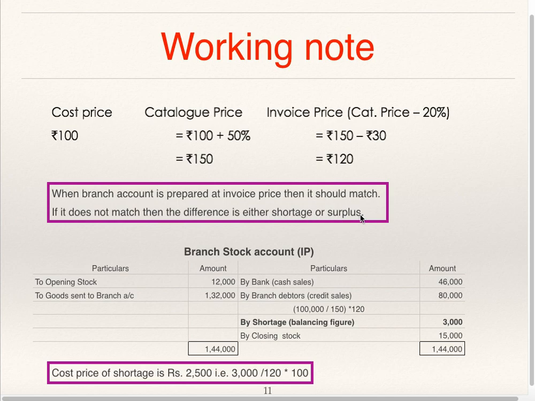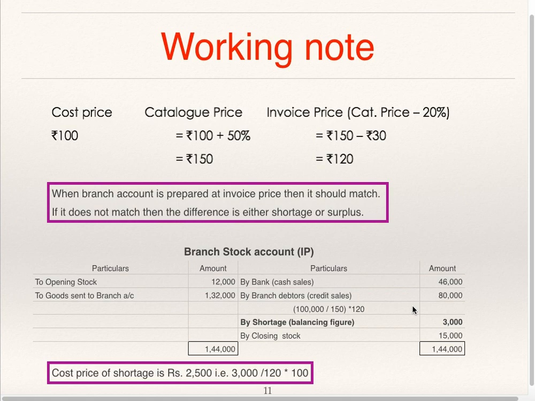If it does not match, then the difference is either shortage or surplus. Why is this note given? Because it is given in the question that some goods were lost by fire at the branch. You are supposed to find out its value. So we'll prepare branch stock account at invoice price, and the balancing figure will be loss by fire, that is shortage. Opening stock 12,000 at invoice price. This is branch stock account at invoice price: to opening stock 12,000, to goods sent to branch 1,32,000 at invoice price, by cash sales at invoice price.